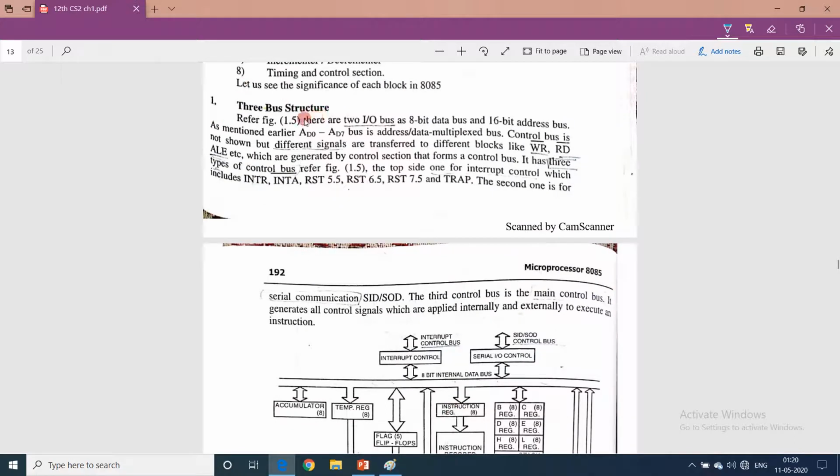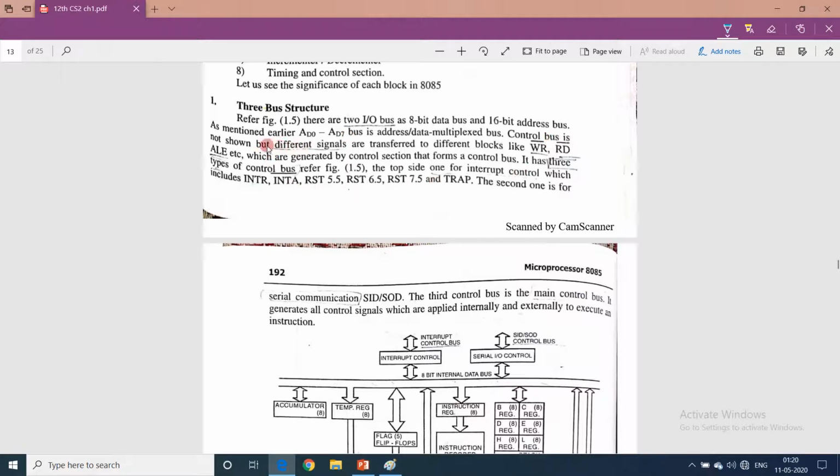3-bus structure. Refer to figure 1.5. There are two input-output buses: an 8-bit data bus and a 16-bit address bus. One is the data bus, one is the address bus. The data bus is of 8 bits, the address bus is of 16 bits. As mentioned earlier, the AD0 to AD7 bus is an address data multiplexed bus. Multiplex means one thing is used for multiple purposes. Like one bus is used for two purposes: first is to carry the address, second is to carry the data.